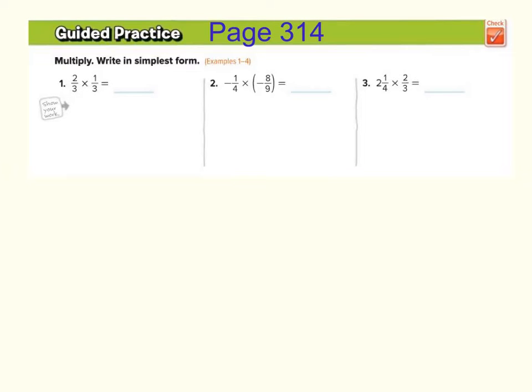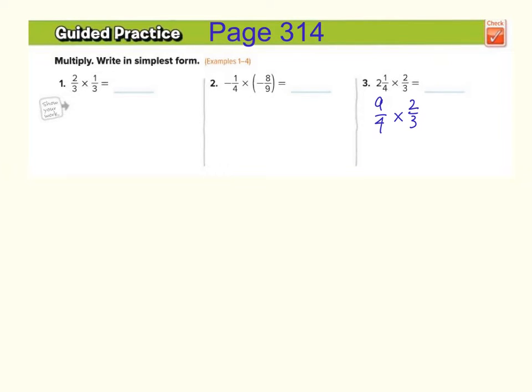On page 314, let's go ahead and do these guided practice questions, 1, 2, and 3. I know you can do 1 all on your own, okay? Number 2, I think you can do on your own. But for number 3, let me at least help you get set up. Do the improper fraction for 2 1/4. So we take 4 times 2 is 8, 8 plus 1 is 9. So you have 9 over 4 times 2 over 3.